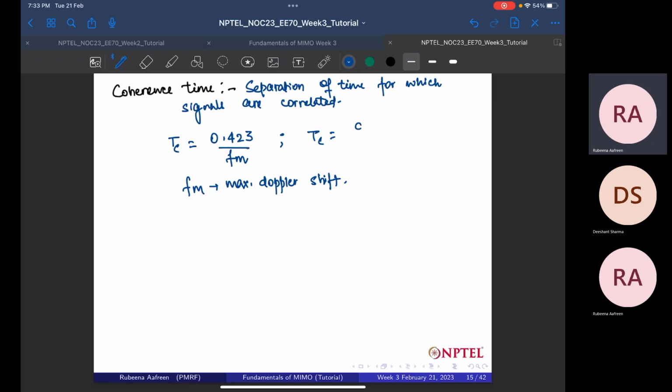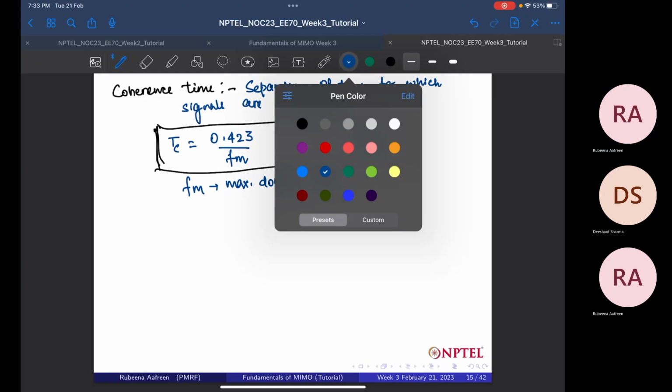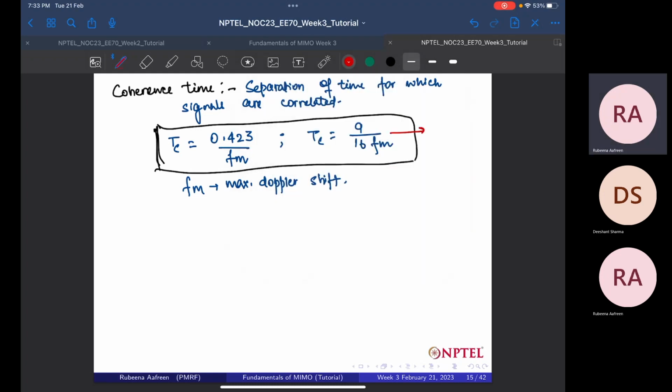And another formula of Tc is 9 upon 16 Fm. So all the problems related to your coherence time are based on these two formulas. So it's very important that you remember. Just remember these two formulas of coherence time. This one is the stricter formula, and this is a bit relaxed.